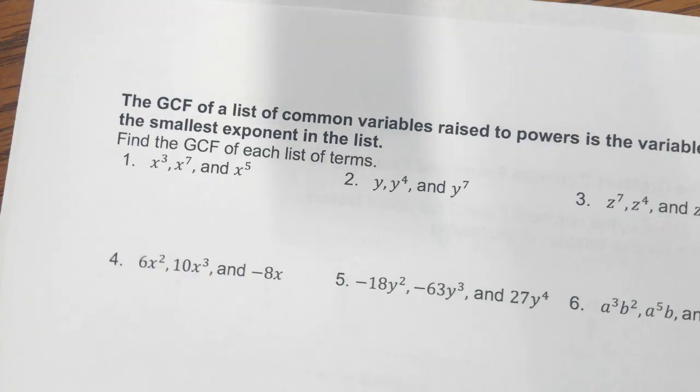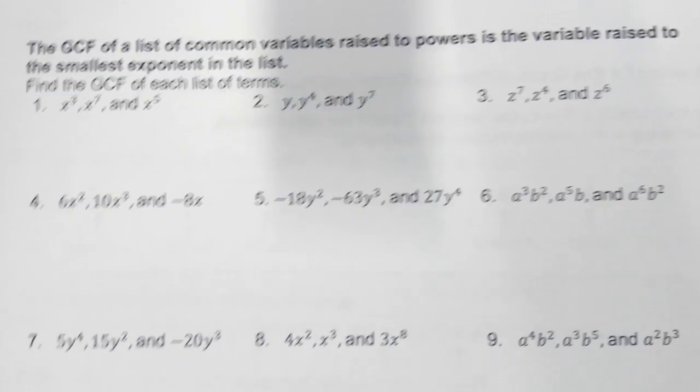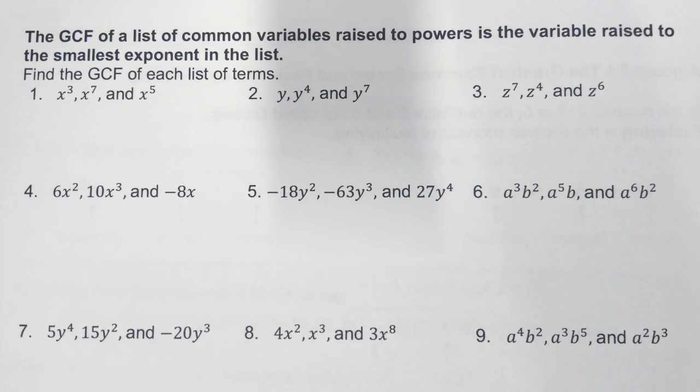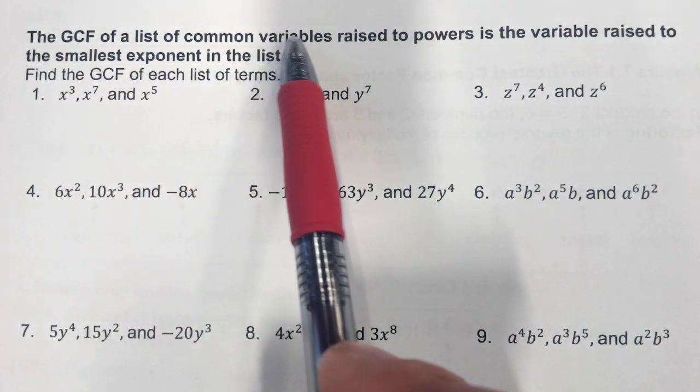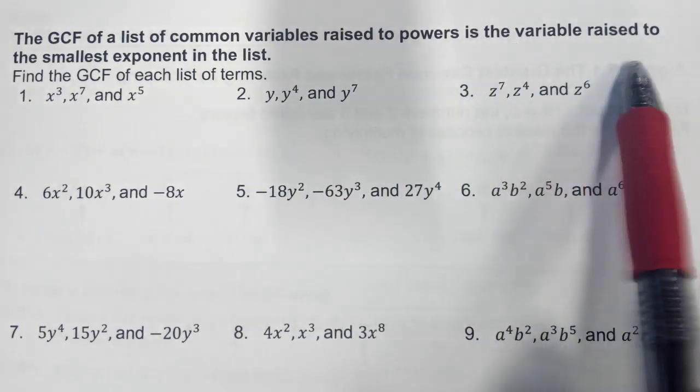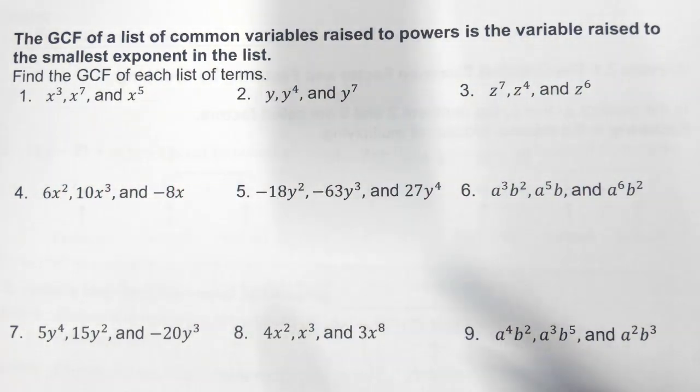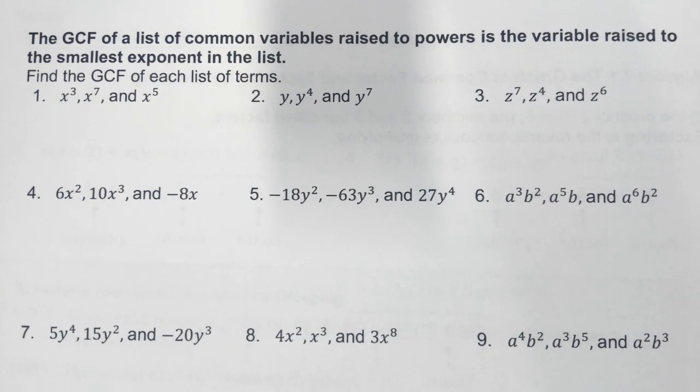All right, so make factor trees, especially if the numbers are big. Next, we're going to add in some variables. It's not difficult. It looks hard, but it's really not. And I put the key right here. The greatest common factor of a list of common variables raised to powers is the variable raised to the smallest exponent in the list. So if they have letters in common, you're just going to find the smallest exponent, because that would be the biggest that could divide each of them.